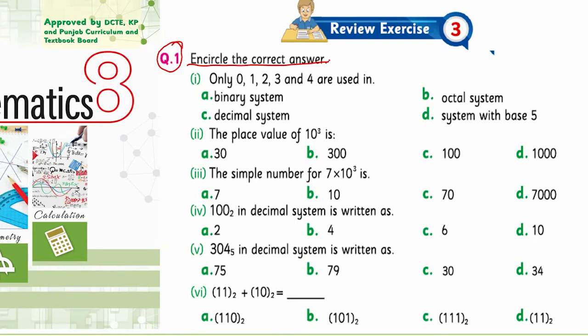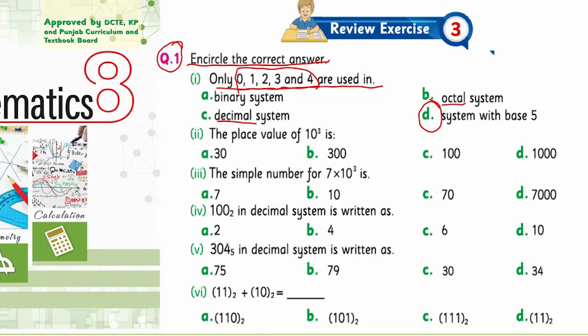Encircle the correct answer. Only 0, 1, 2, 3 and 4 are used in which base system? Binary, there are 2. Binary, bi means 2. Octal, there are 8 numbers. Decimal, there are 10. So we have only 1 option, that is D. The system with base 5. These numbers are from the base 5 number system.